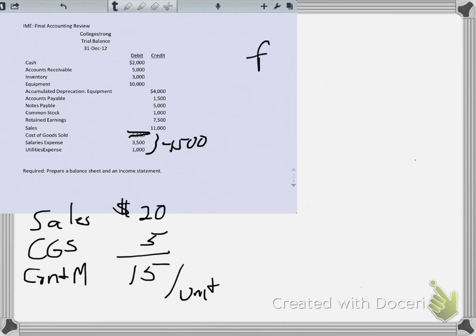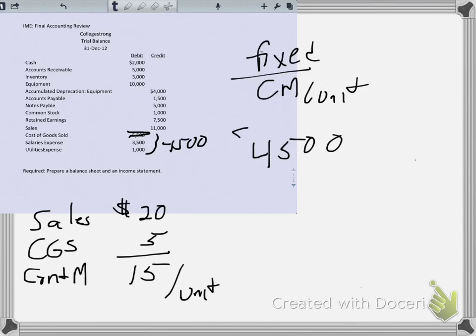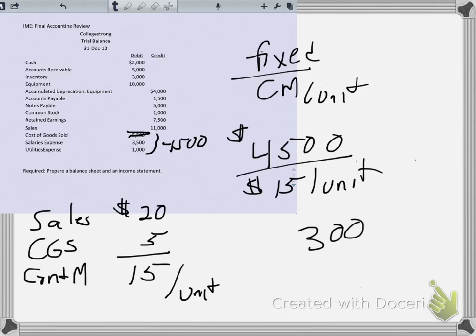I also know that my fixed cost divided by my contribution margin per unit is equal to my break even. So if I take my $4,500 and divide that by a $15 contribution margin per unit, I find that break even is 300 units. Now I have to go back and apply that. Can I sell 300 units? If so, I can break even.